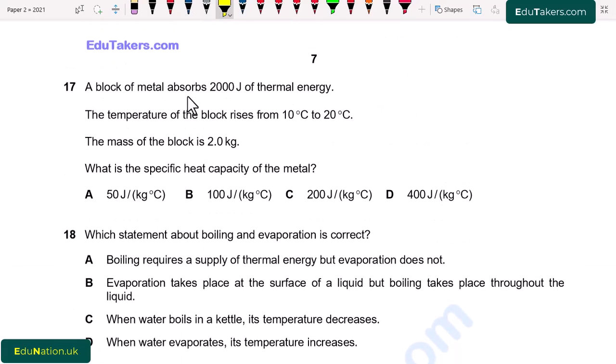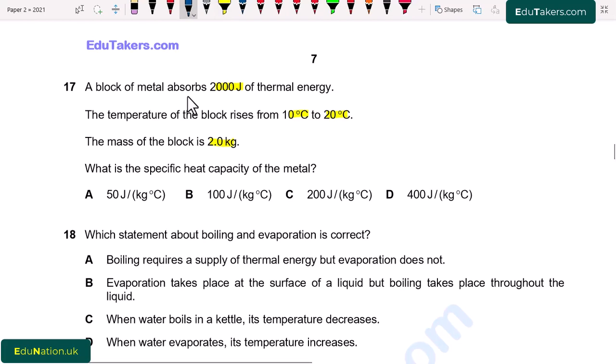Question number 17. A block of metal absorbs 2000 joule of thermal energy. The temperature of the block rises from 10 degrees C to 20 degrees C. The mass of the block is 2.0 kilogram. What is the specific heat capacity of the metal? So here we have to find out the specific heat capacity of the metal.